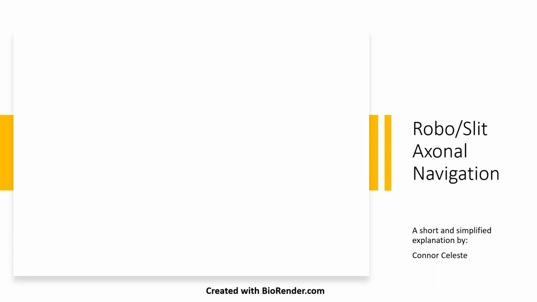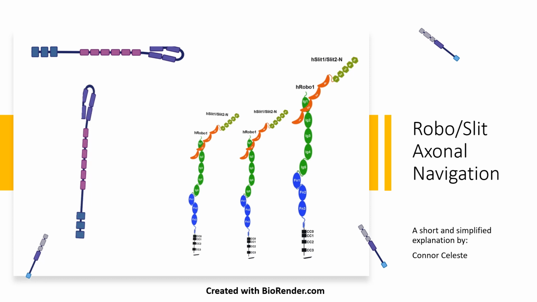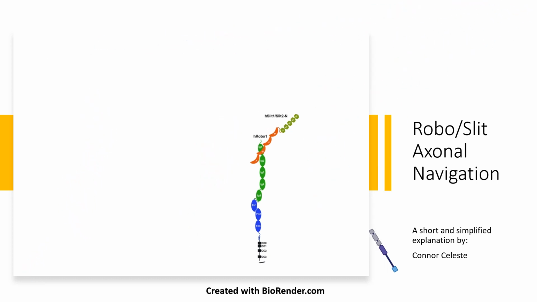Today we're going to learn about Robo Slit axonal navigation. It involves Netrin, DCC, and Robo with Slit attached. These are the characters you'll be seeing today, but they're just going to take a real quick break until we actually get down to it. Just remember, this is about the brain.